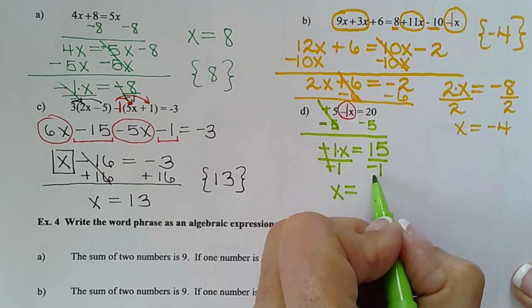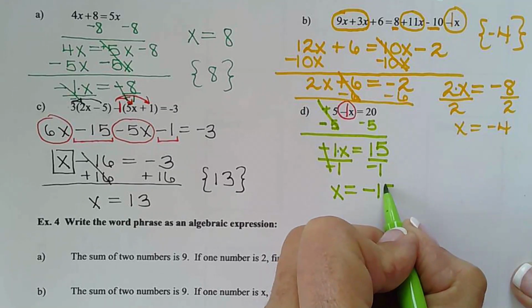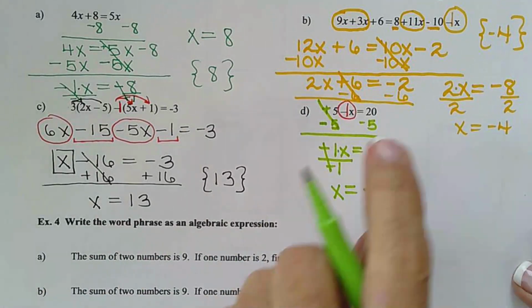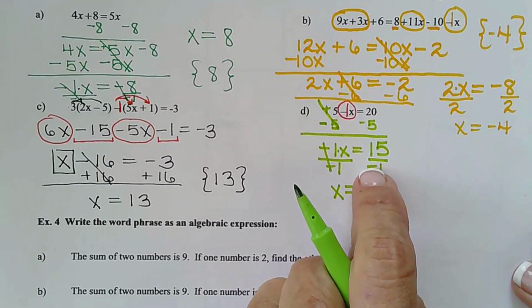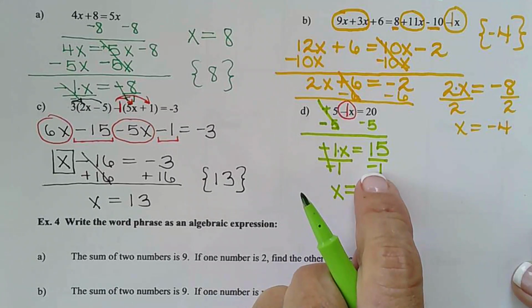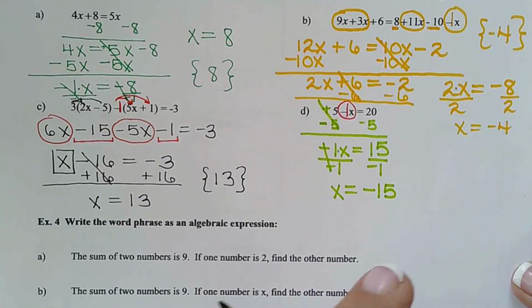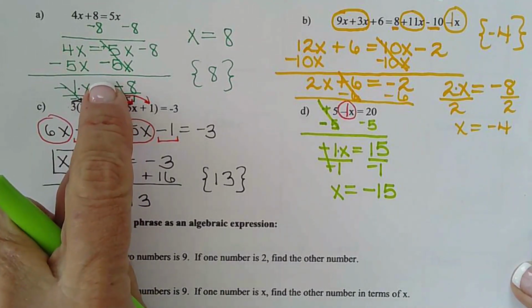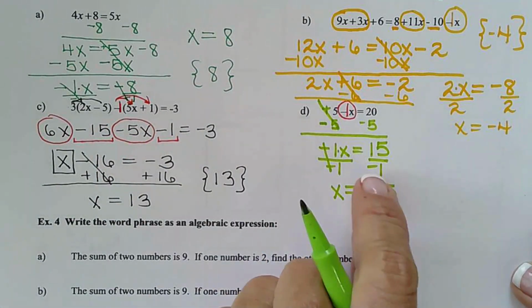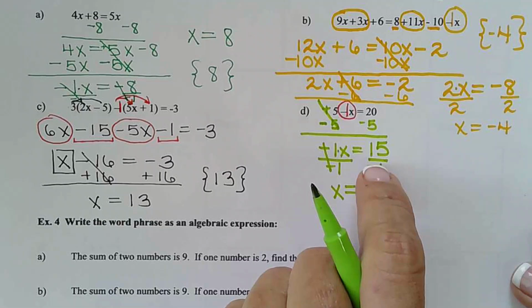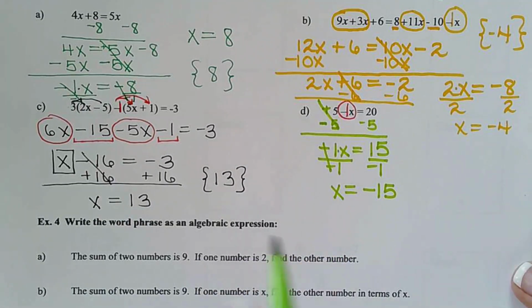A positive divided by a negative is negative 15. So the rule is an odd number of negatives in division, negative answer. I just had 1. An even number of negatives, that means 2 negatives, that gives me a positive answer. Like here. Here I had 2 negatives, that's an even number, that's why my answer was positive. Here I had 1 negative, that's an odd number, that's why my answer is negative.